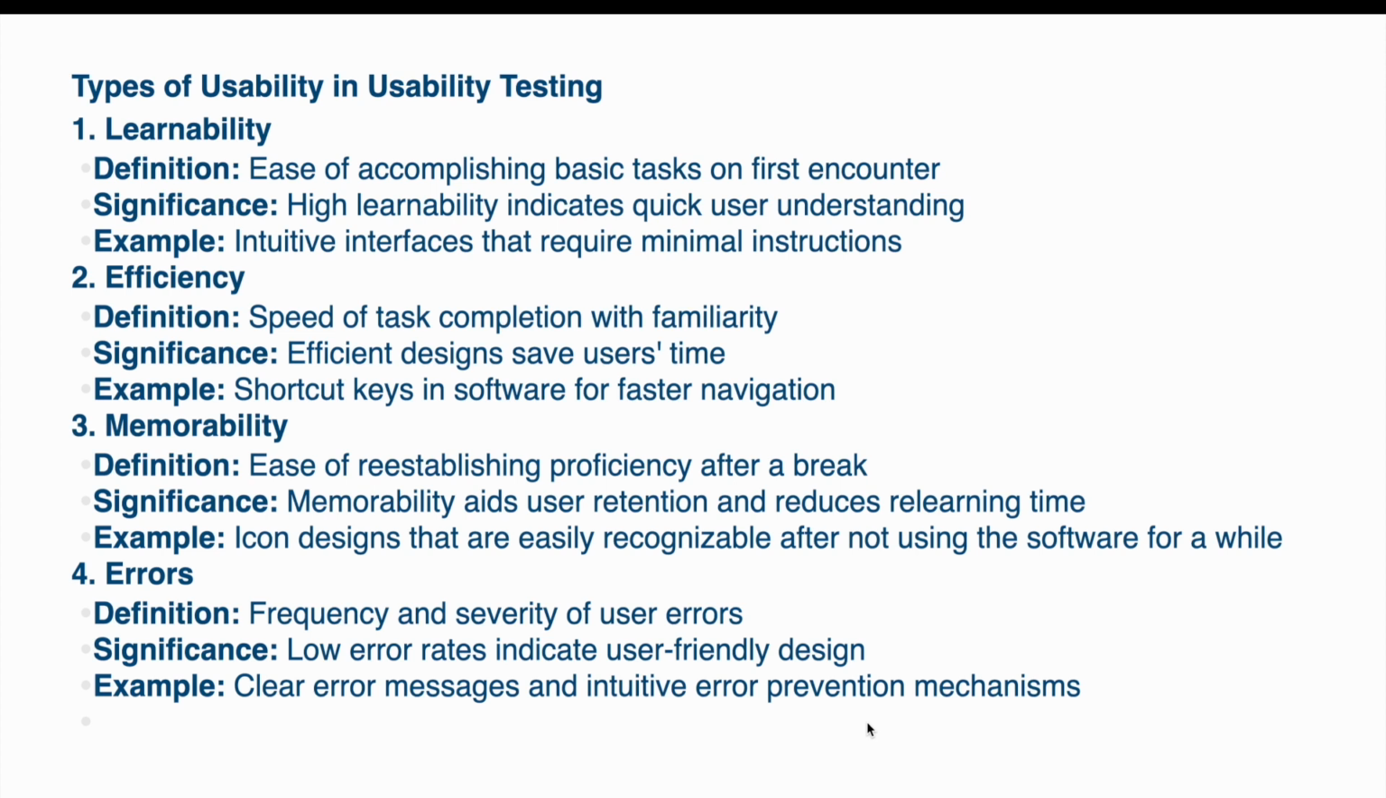Next is errors. This evaluates the number and severity of errors users make when interacting with the design. A design with low error rates indicates good usability. Next is satisfaction. Satisfaction measures the user's subjective satisfaction with the design. A design that meets users' needs and expectations is likely to result in higher satisfaction.